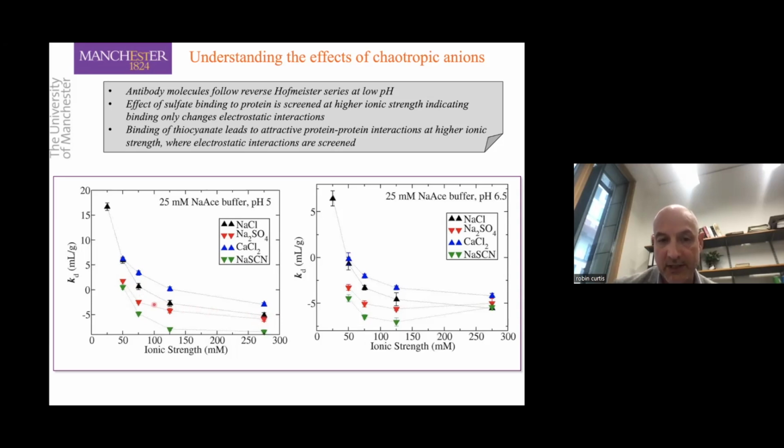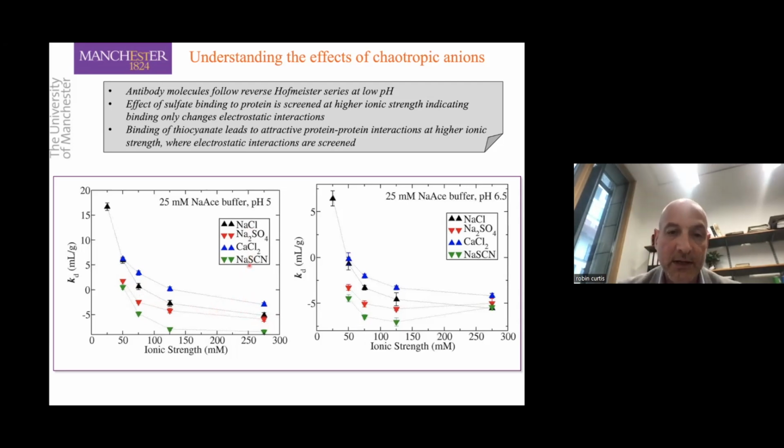Here we're actually increasing the salt concentration. And then at an ionic strength of 275 millimolar, the sodium chloride solution behaves the same as the sodium sulfate solution. And this shows that it's mainly a double layer, an effective charge effect, which is screened by increasing the ionic strength.